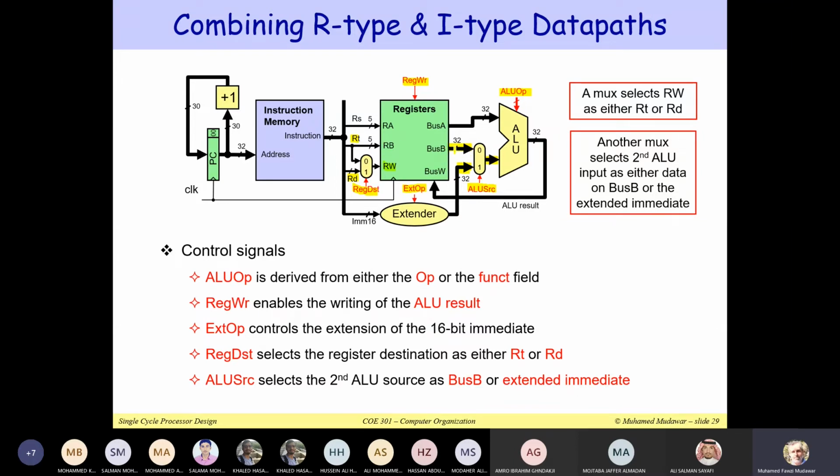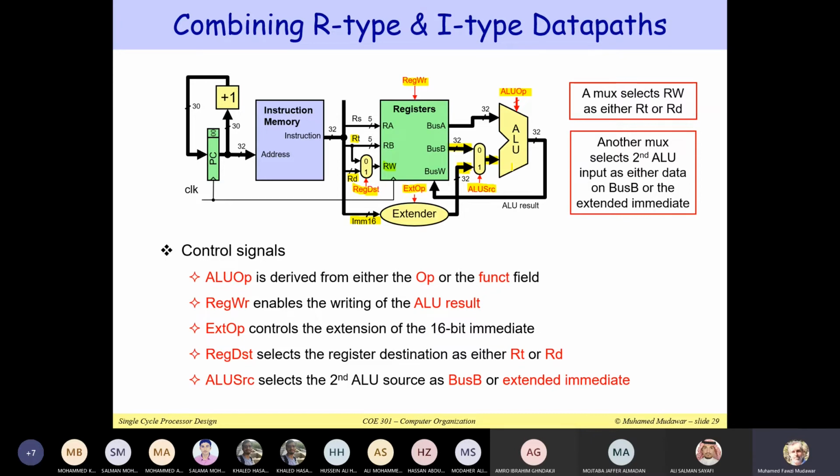This is the case of an R-type instruction. Or it could be the extended immediate. Notice that this is the 16-bit immediate here, which is extended. So if ALU source is equal to 1, then my second ALU input will be the extended immediate constant. So this way we can control the execution of these instructions.